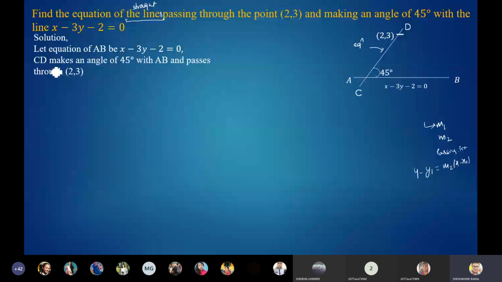At first, let's write what is given in the question. CD makes an angle of 45 degrees with AB and passes through (2, 3). We are describing what is given in the figure here. Whatever is given in the question, we write here. The equation of AB is x − 3y − 2 = 0. CD makes an angle of 45 degrees with AB and passes through (2, 3). CD is passing through the point (2, 3) and making an angle of 45 degrees with the given line. Please copy it first.